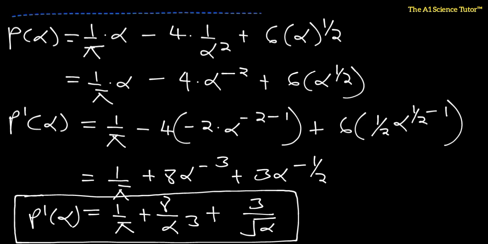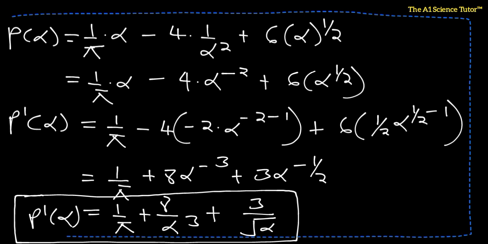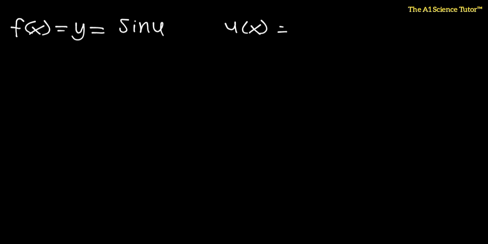Now, what is the derivative of trigonometric functions? So we just want to deal with trigonometric functions a little bit. Now, if I have f of x, which could also be called y, and this is equal to sine u. Now, you need to know that u is actually a mini function in terms of x. So it could be anything, but just know that u is a mini function in terms of x.